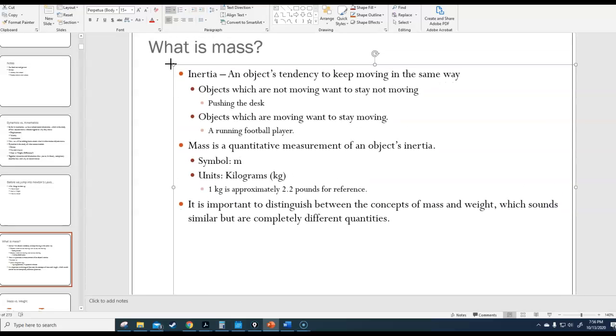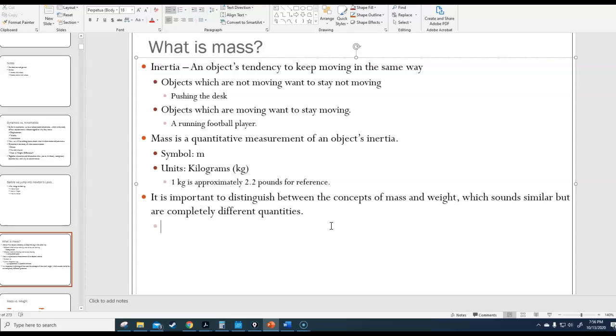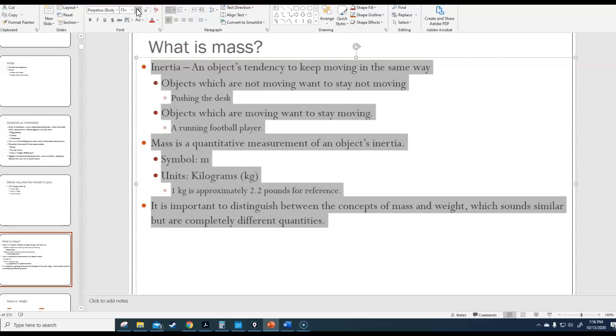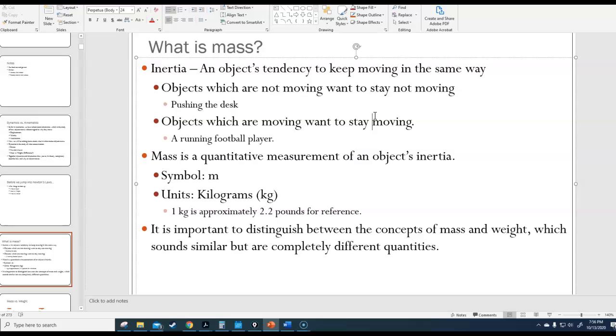Objects that have matter have a property called inertia. Inertia is an object's tendency to keep moving the same way that it's already moving. If it's at rest, it wants to stay at rest and it resists changes in motion. And if it's moving and you try to stop it from moving, the object wants to keep moving the way that it was before. Some objects do this better than others.